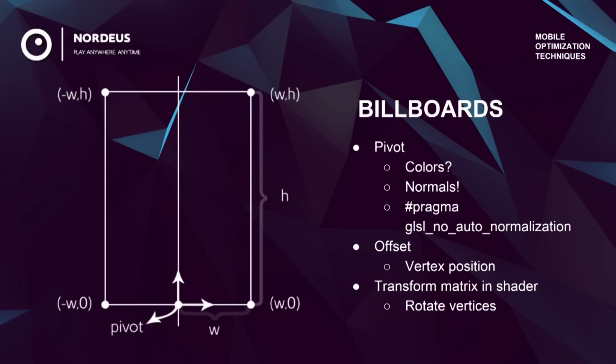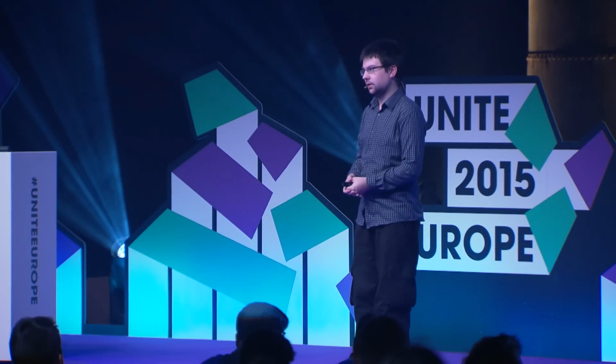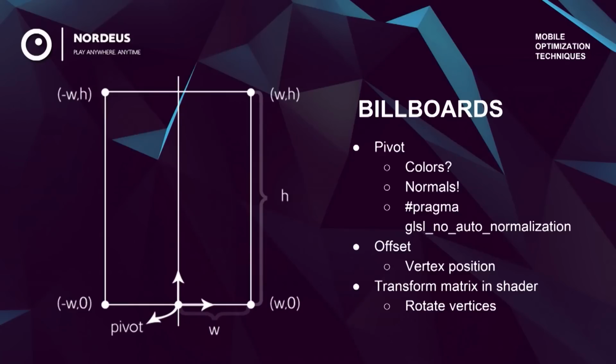I mentioned tangents and normals, but if you have ever used them in a shader, you will know that they're actually normalized before they get to your shader code. It took us quite a bit of digging to figure out how to reverse this effect, but we managed to find a compiler directive called GLSL no auto normalization, which you can use to make it so those tangents and normals are not normalized. And well, besides the pivot, we also needed to know the vertex positions. In the vertex positions, we stored offsets of those points from the pivot to allow for easier rotation.